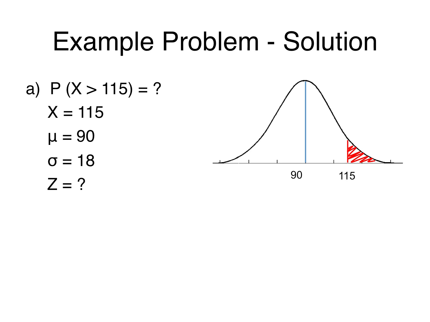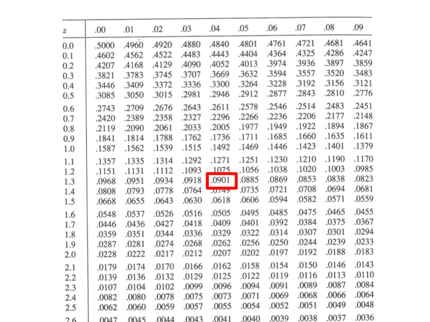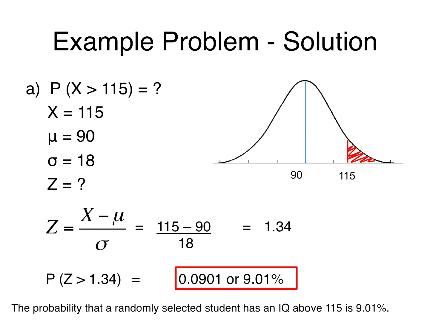And so we're interested in the area of the distribution above 115 for our first part of our question. We know the mean is 90 and the standard deviation is 18. So we plug all of this information into our formula to calculate a z-score. And this gives us a z-score of 1.34. So we then look it up in our z-table and see that with a z-score of 1.34, 9.01% of the distribution is above this score of 1.34. So the probability that a randomly selected student has an IQ above 115 is approximately 9%.